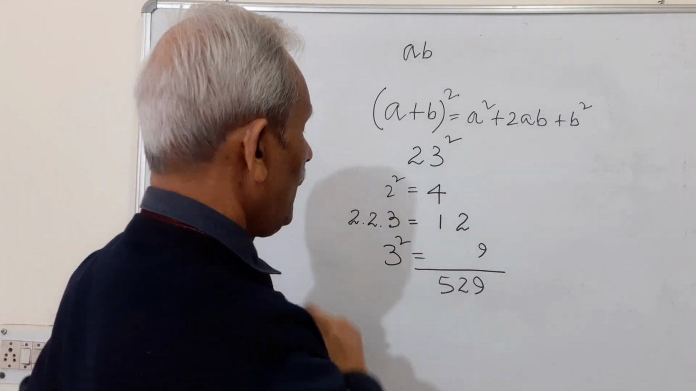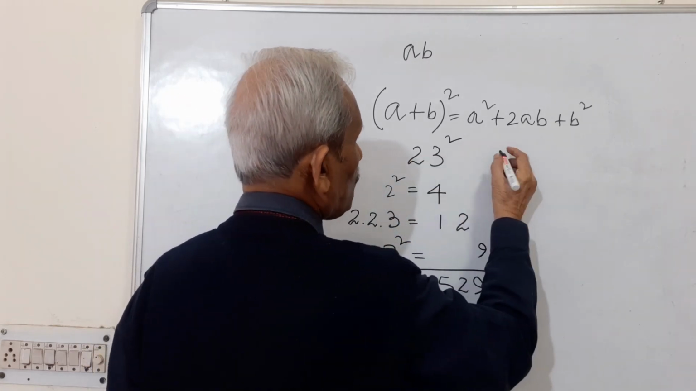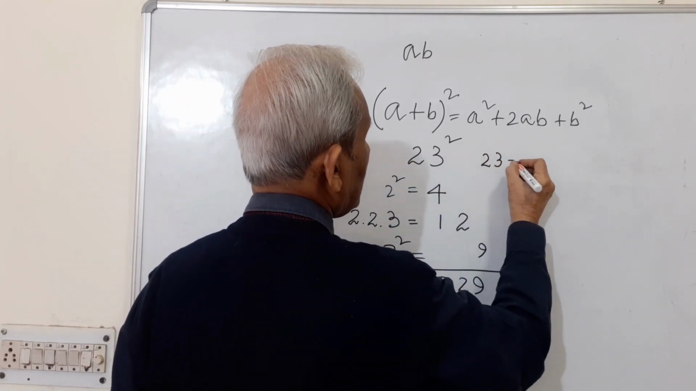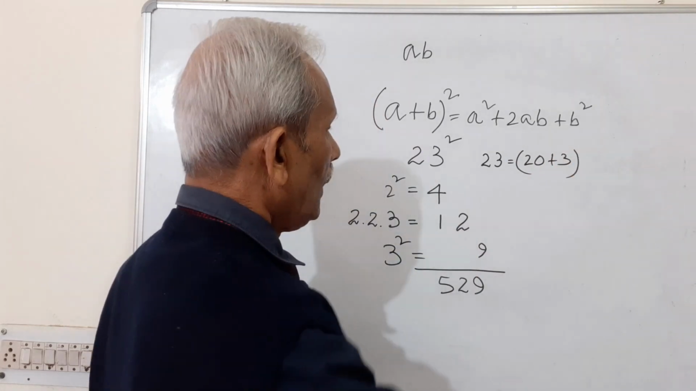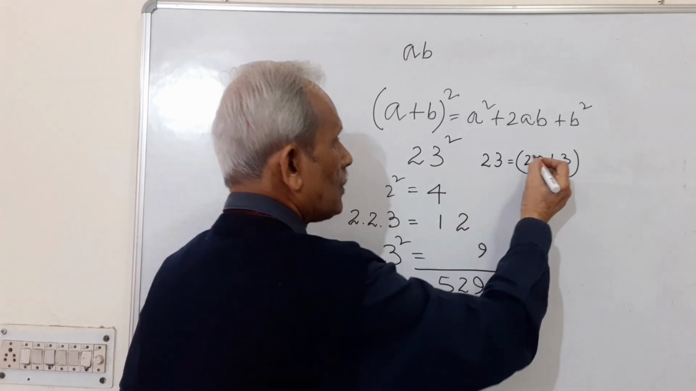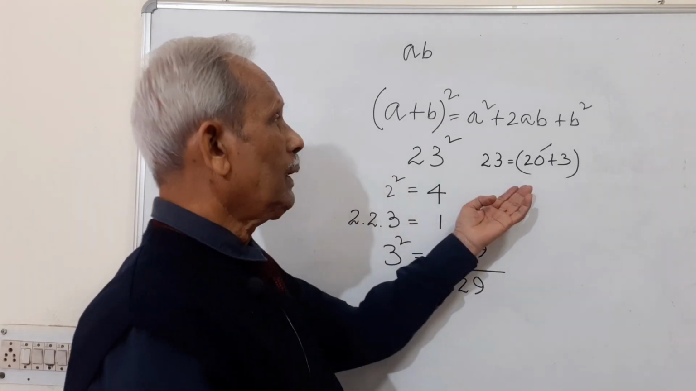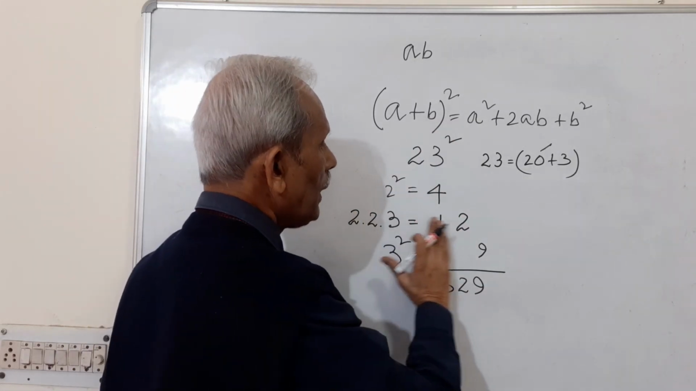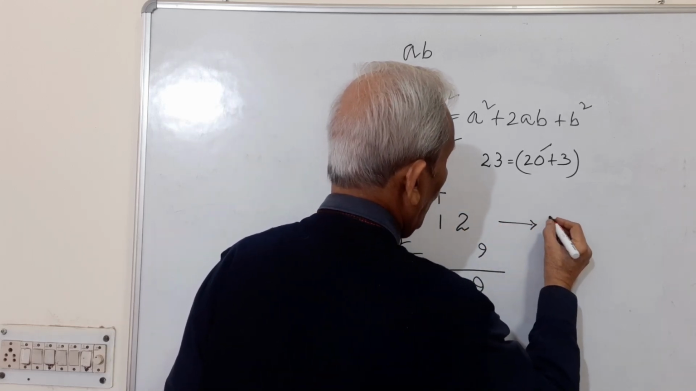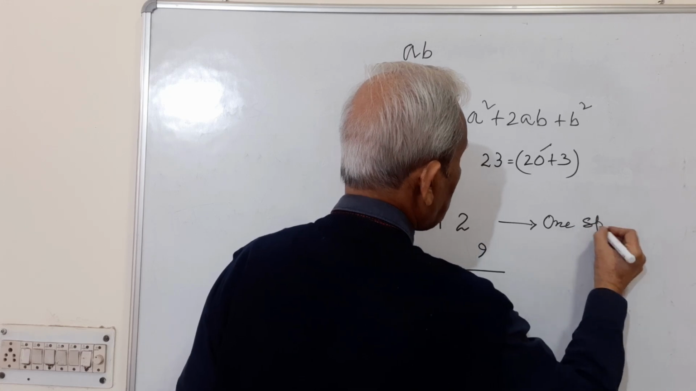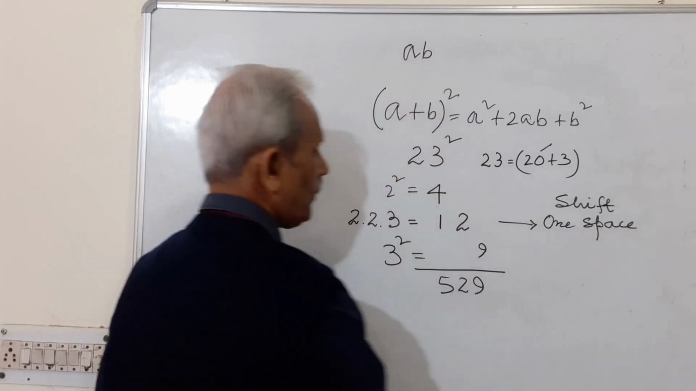Just write down. So what I have done, now follow me very clearly. This number 23 can be written as 20 plus 3. Now here, the 20 has got one 0. The moment 20 has got one 0, all the numbers that you will write here should shift by one space. How? I tell you.